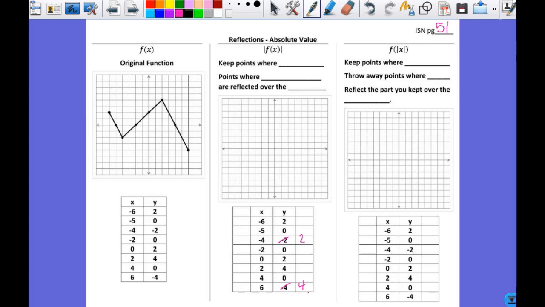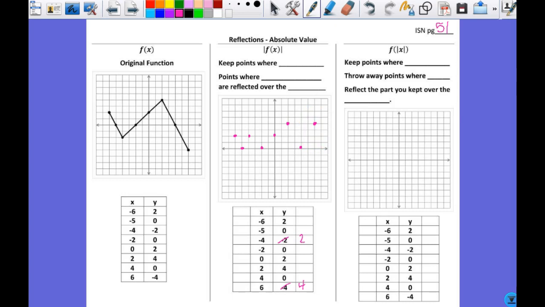So then we are going to plot these points. So we go to -6, 2, and -5, 0, -4, 2, -2, 0, 0, 2, 2, 4, 4, 0, and 6, 4. 2, 4, 6, 2. Okay, there we go. All right, so it looks like this.